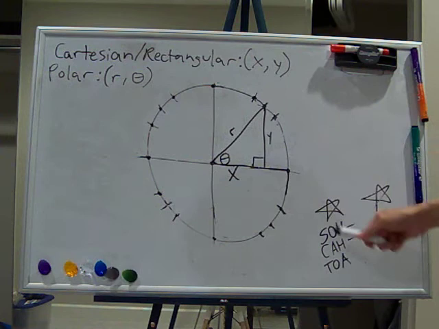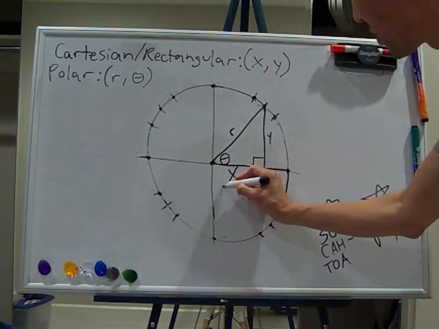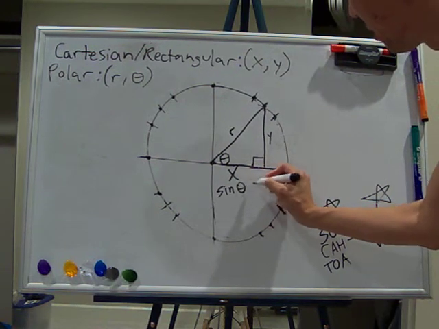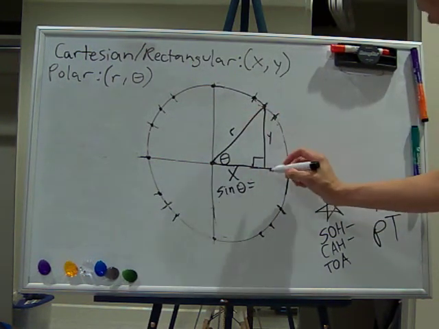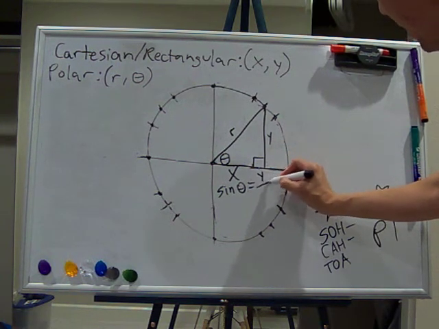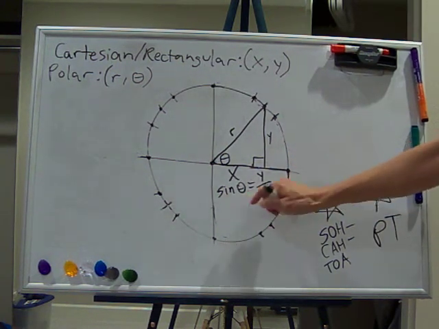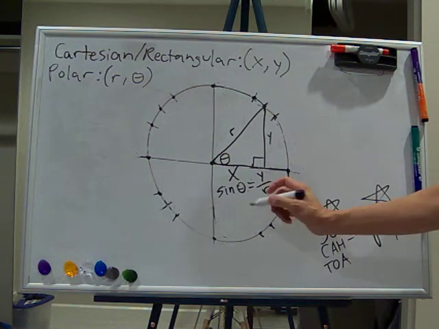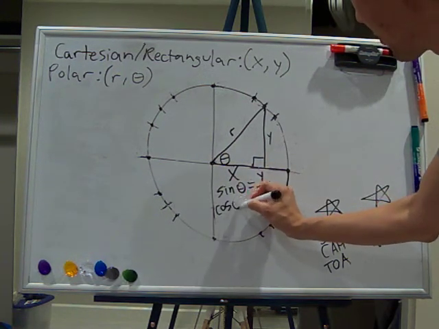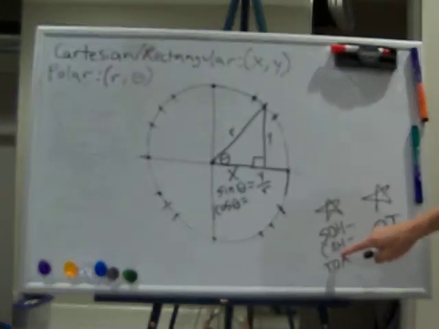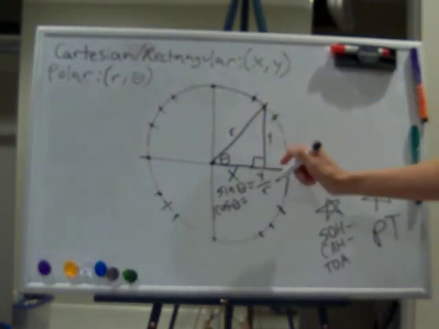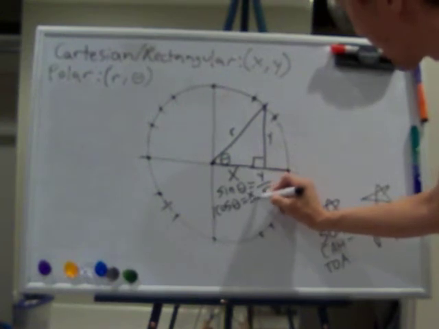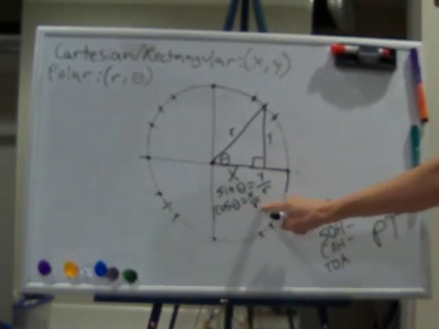So now we're going to use our right angle trig. We're going to use sine. So sine of theta is equal to opposite over hypotenuse. Opposite is y, hypotenuse is r. So sine theta equals y over r. Then next we're going to use cosine. Cosine theta equals adjacent over hypotenuse. Adjacent is x, over hypotenuse r, so that's going to be x over r. Cosine theta equals x over r.